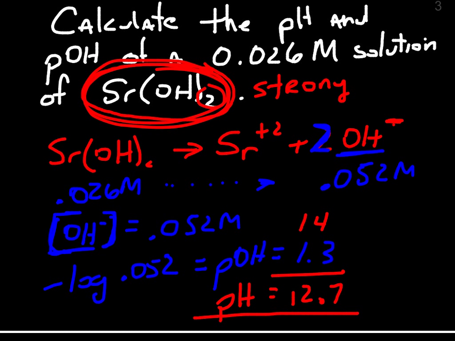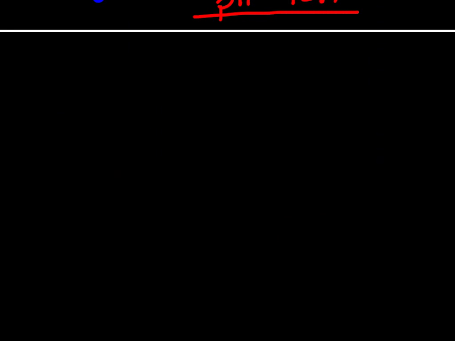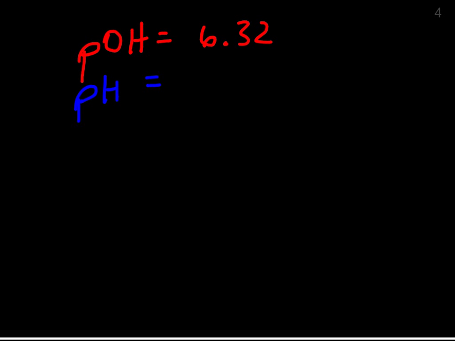Alright? Let me just talk a little bit about going backwards and forwards. So, let's say you're given a POH equal to 6.32. Alright? Now hopefully, by this point, getting pH is pretty automatic. I'm going to subtract the POH from 14. So pH is going to be equal to 14 minus the POH, which is 6.32. And what I get for pH then, 14 minus 6.32, tells me that the pH is going to be 7.68.